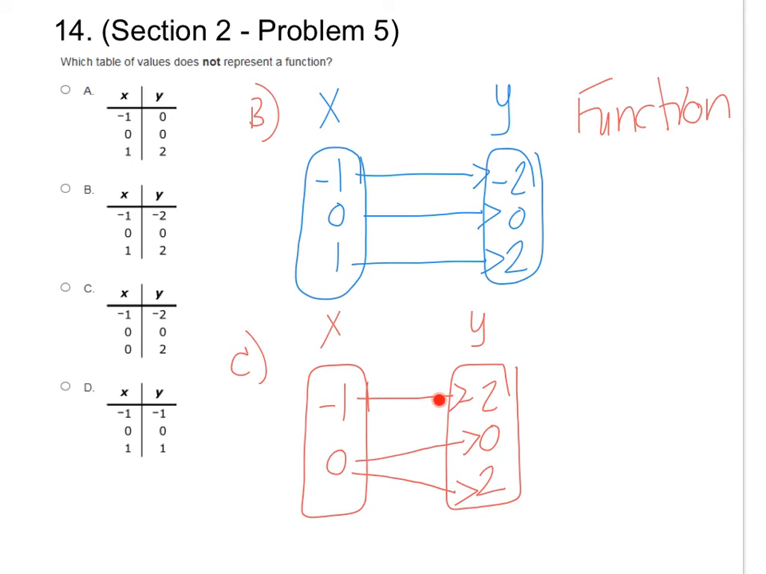So let's check. This input has exactly one output. This input has 2 outputs. See how this input is going to 2 different outputs. So that tells me that letter C is not a function. All right, so I think the answer is letter C, but I think it's always a good idea to check all of your choices just in case you made a mistake, or maybe there's a question where there's more than one answer.